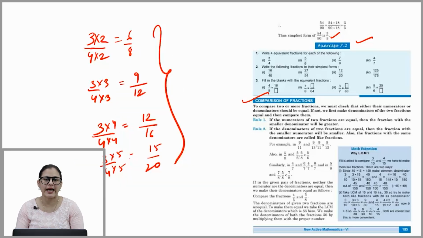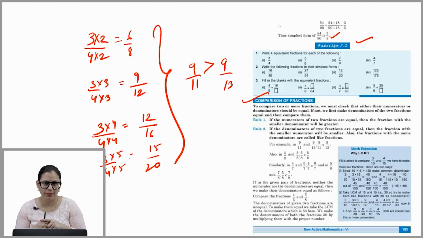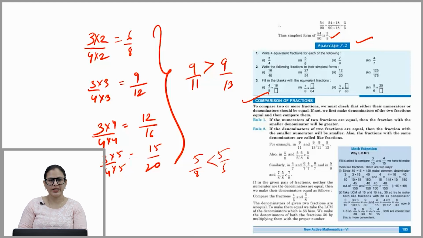For example, in 9 by 11 and 9 by 13, which one is greater? Of course, this one, because both the numerators are equal, and whenever this happens, the fraction which has the lesser denominator is greater, right? Also, in 5 by 8 and 5 by 6, 5 by 6 is greater, right? Similarly, in 4 by 7 and 6 by 7, 6 by 7 is greater, okay?